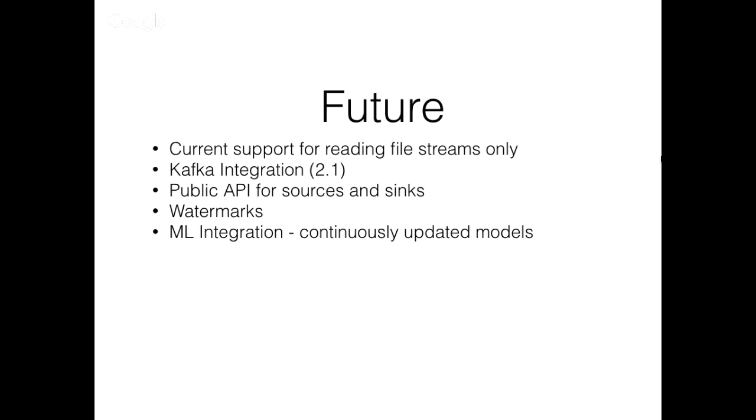So in the future, again, we're talking basically just a very basic alpha API now. In the future, Kafka should be in 2.1. The public API for sources and sinks will be released. Watermarks. Remember when I said those two tables are currently infinitely growing? Watermarks is the way to deprecate old data. And ML integration. Right now, I think K-means is the only ML model that lets you update as data is coming in. So the idea is that all the other ML models will eventually support a streaming update.